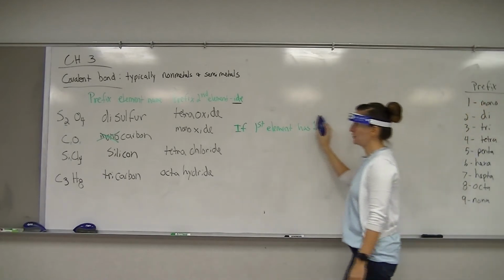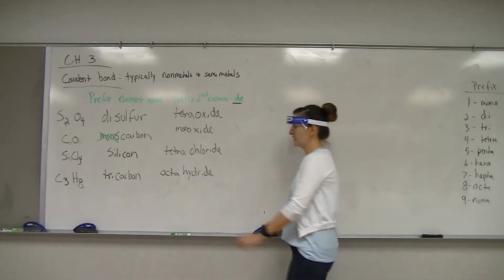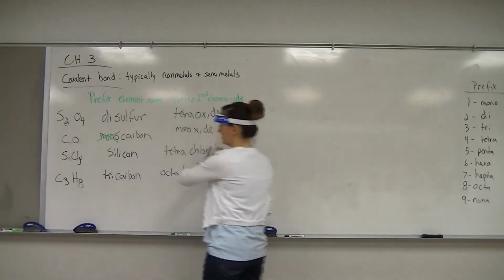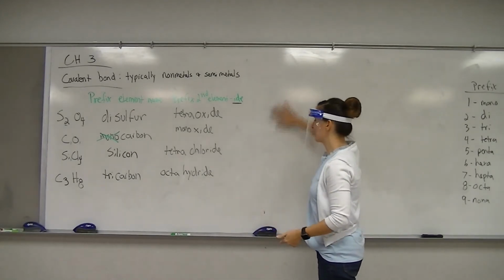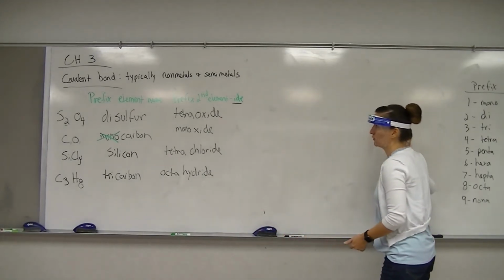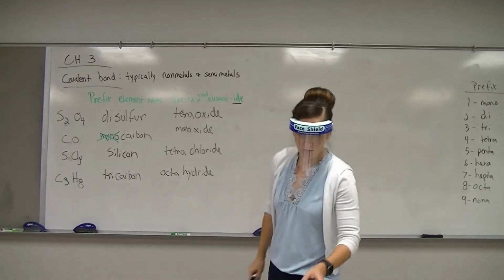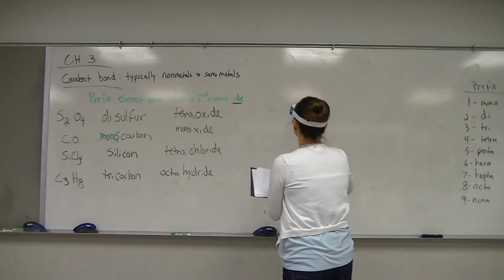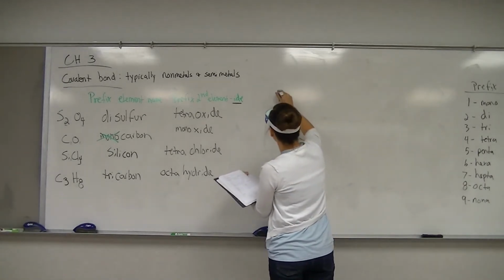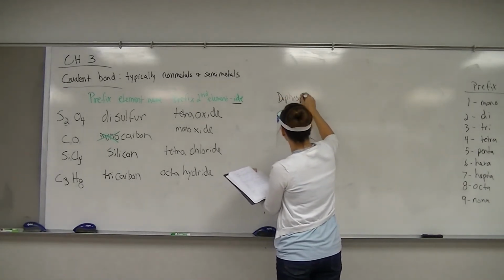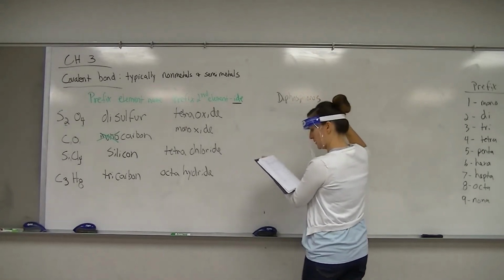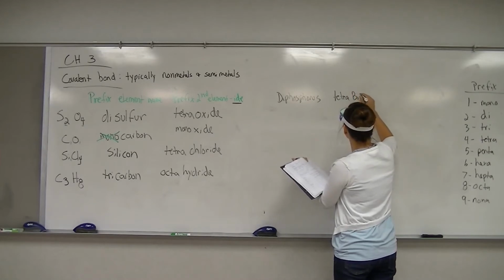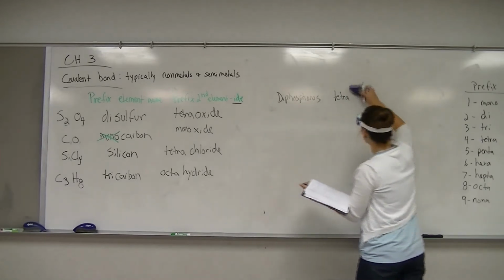So what we're going to do now is we've taken the chemical formulas, that's what these are called, and named them. Now we're going to go the opposite direction. I'm going to put down some names, and we're going to figure out what the chemical formula should look like. So what examples do I have? Phosphorus.